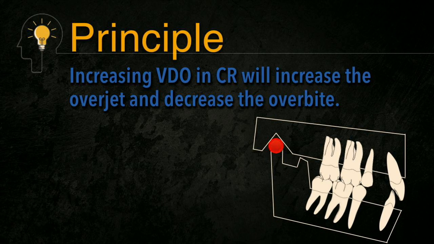So one of the principles here again is increasing vertical dimension in centric relation will increase the overjet and decrease the overbite.